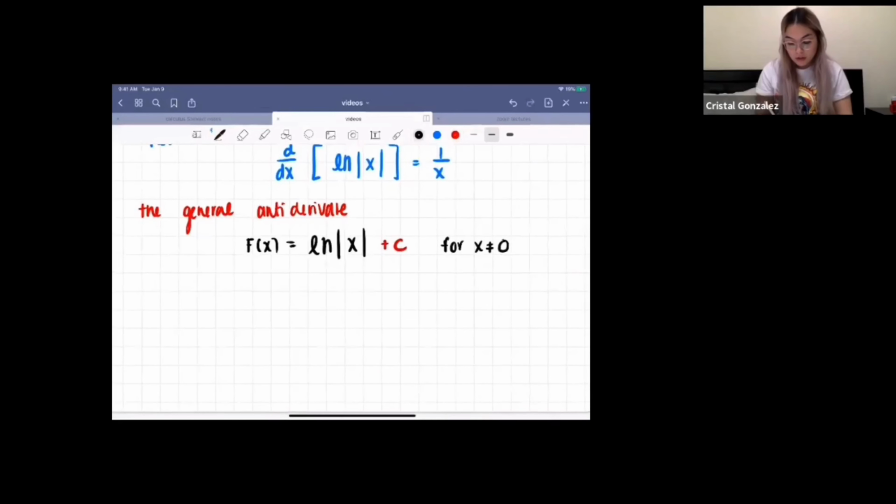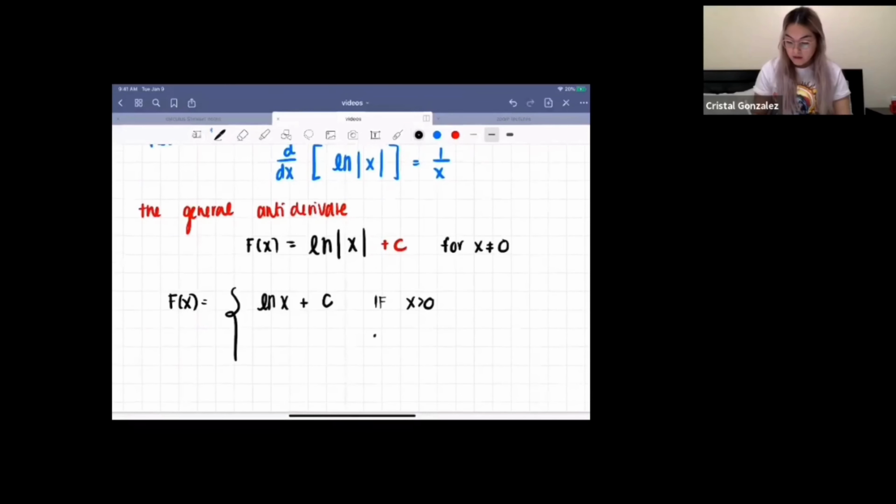You might also see the book write this in a different way. And you can also write it this way. Remember that we learned that you can write the ln function as a piecewise function. So let's go ahead and try that. We can write ln of x plus some constant if x is greater than 0. So strictly greater than 0, we don't need the absolute value bars anymore.